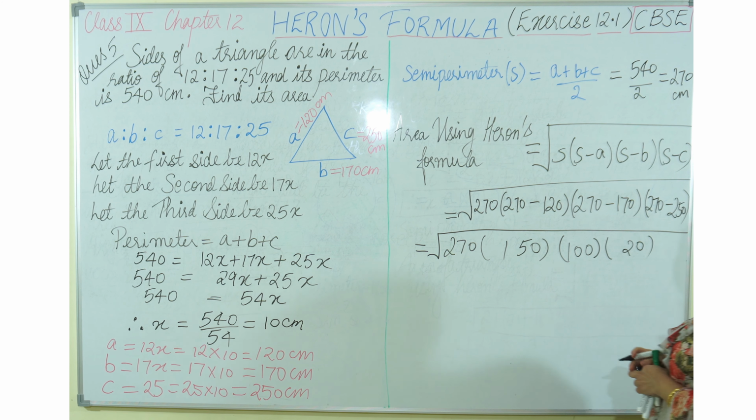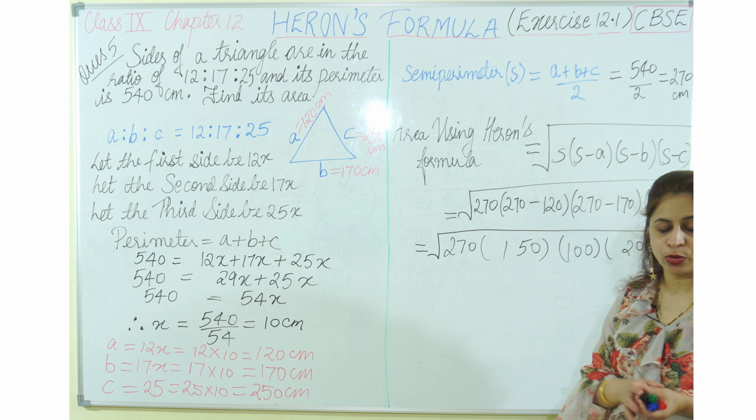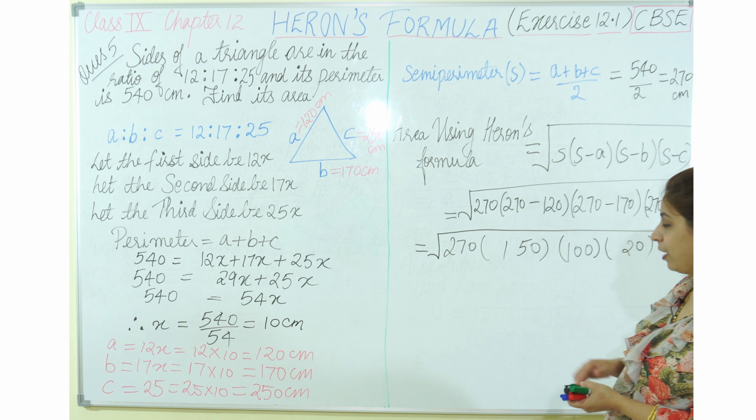Now we will be making the factors of all these so that we can get the pairing of 2, and we will be taking out the pairs, and whatever will not be paired will remain under the root, okay. So let us start pairing it.